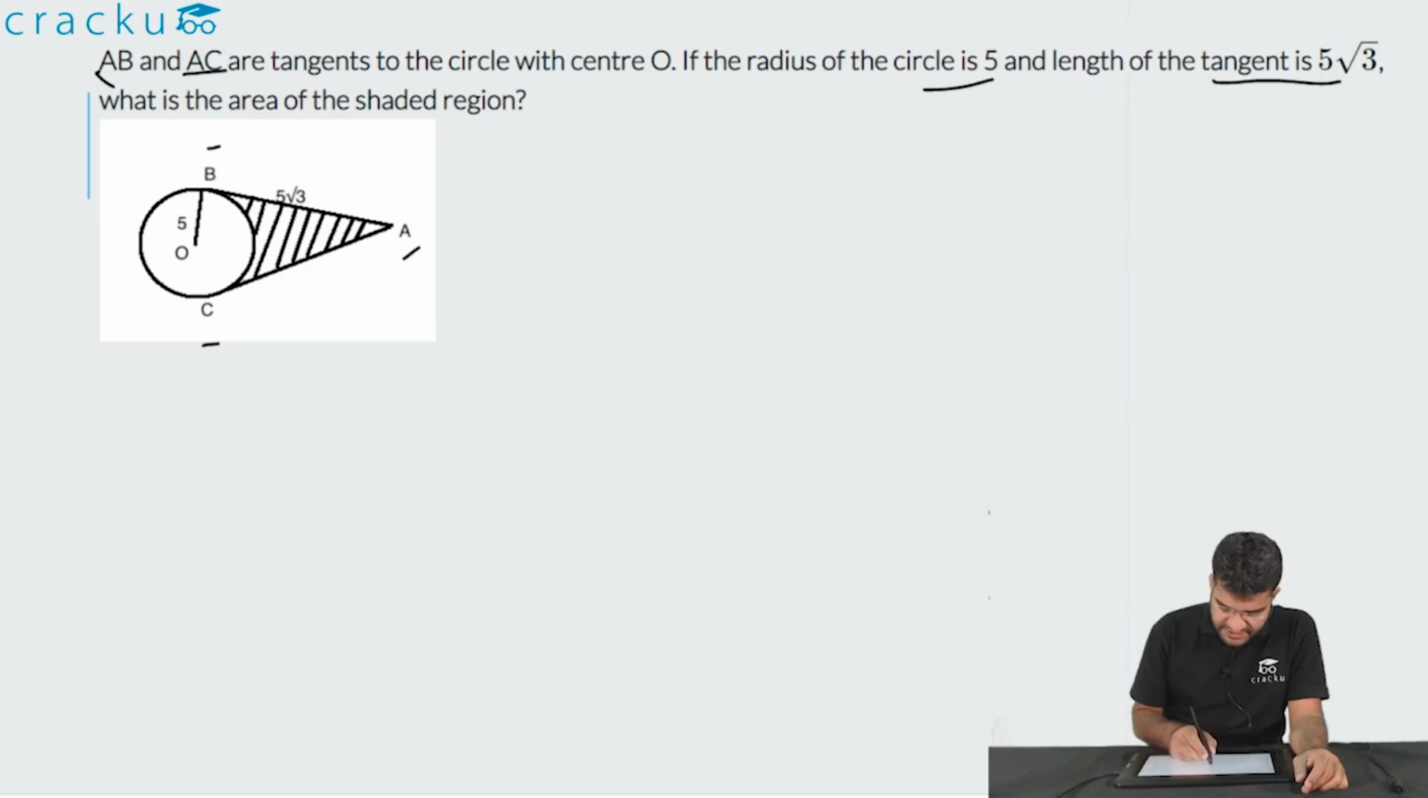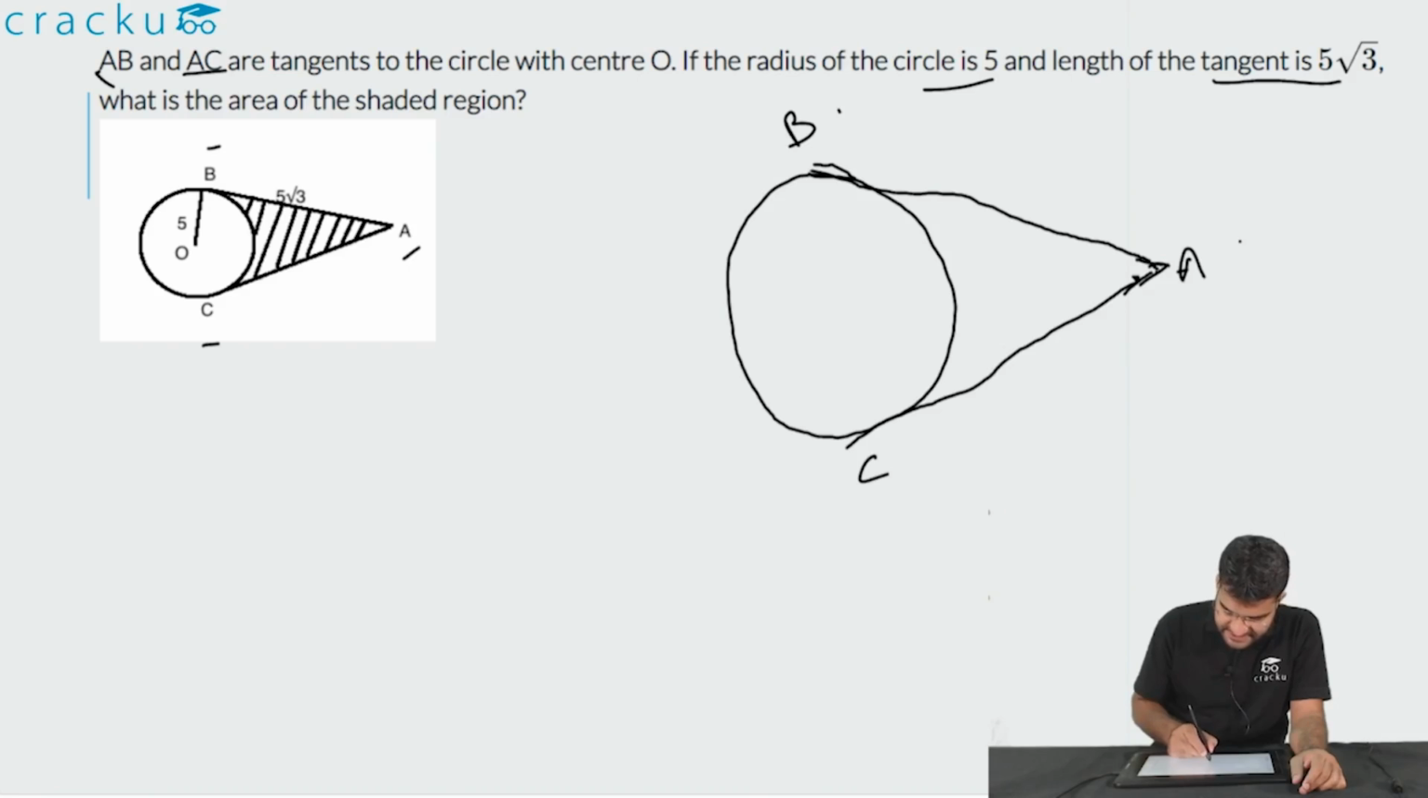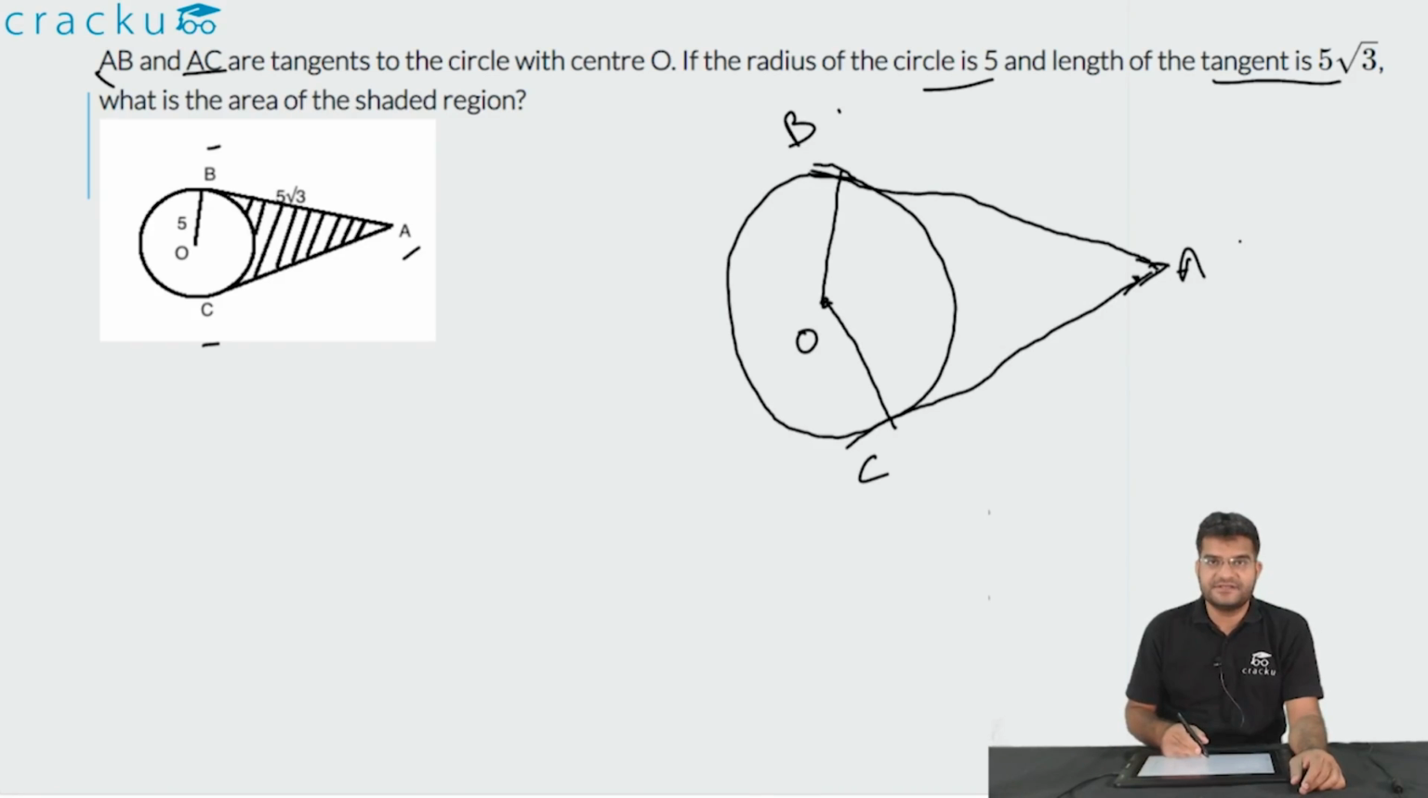So let us just draw the diagram in a bigger manner. So say this is the circle and this is a point A from which we have two tangents. They are not straight lines, but assume that they are straight lines. So say this is A, this is B, and this is C. This is the point O. Now OB and OC will be perpendicular to the tangents because they are tangents. So for any tangent, when you draw a line from the center to the point where the tangent meets, in this case B, it will be a right angle.